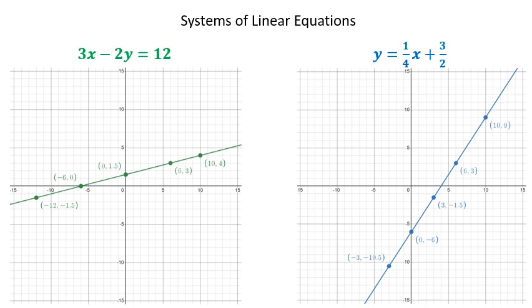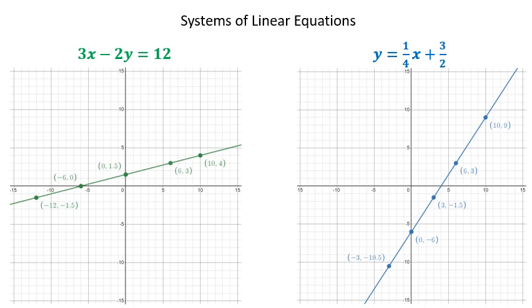Similarly, on the right, there's 5 examples of solutions. Each of these ordered pairs, plug those numbers in for x and y, you'll get a true statement. Any one of those points. Again, this is 5 of them. There are infinitely many more.